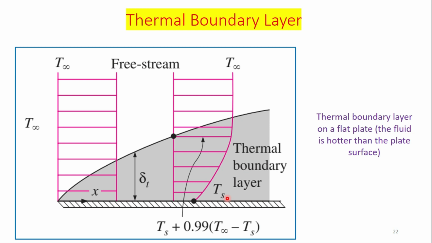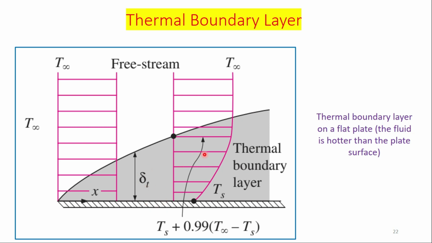As we have seen, the velocity boundary layer develops when the fluid flows over a surface, because the fluid layer adjacent to the surface has zero velocity. Similarly here, the fluid layer adjacent to the flat surface will have zero velocity. The velocity boundary layer has a particular thickness, as I discussed in the previous slide, represented by delta, and in this case the thickness of the thermal boundary layer will be represented by delta T. Delta stands for the thickness and T stands for the thermal boundary layer.